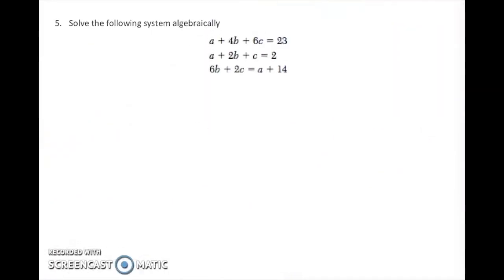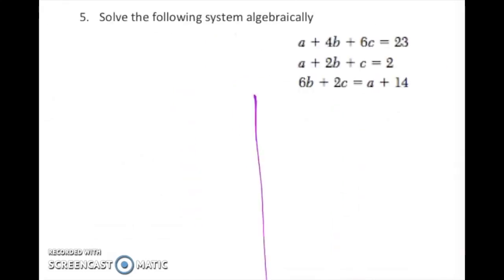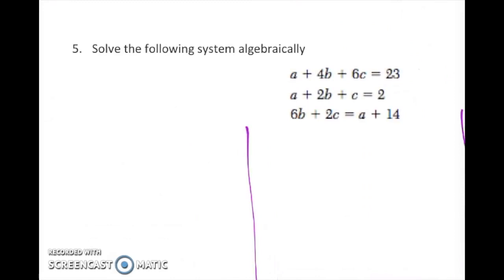So 5 and 6 are both systems of equations. 5 I see is a 3 by 3, and when I do these, I like to sort my paper into 3 columns. So in the first column, I'm going to do the initial elimination. Second column, I'm going to do my final elimination. Third column, I do my substitution. So I'm going to start by eliminating, let's start with the first 2.